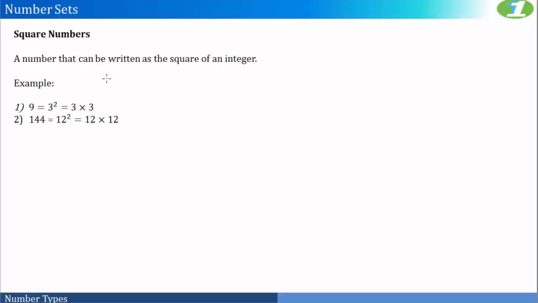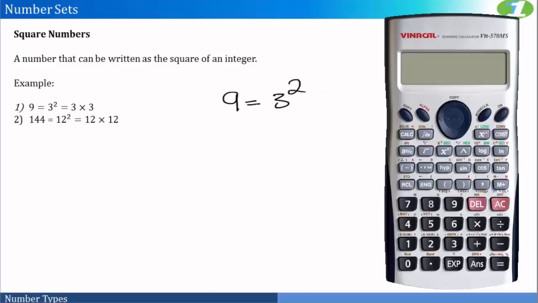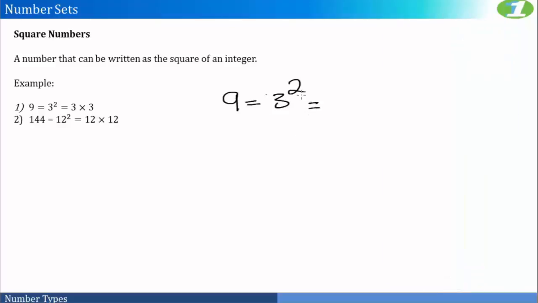Now, the final number type that we'll be looking at are square numbers. All this is pretty much a number that can be written as some integer times another integer. So here we have 9 again, and 9 is the same thing as 3 squared. If you have 3 squared, using this to denote square, you end up with 9. So 9 is equal to 3 times 3, and so we say 9 is a square number.